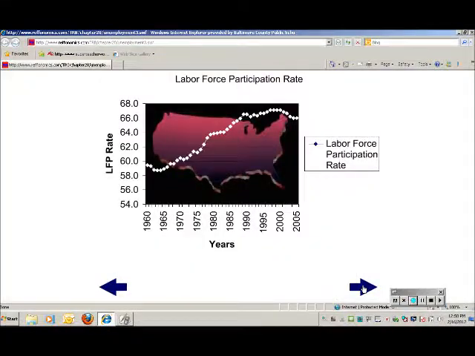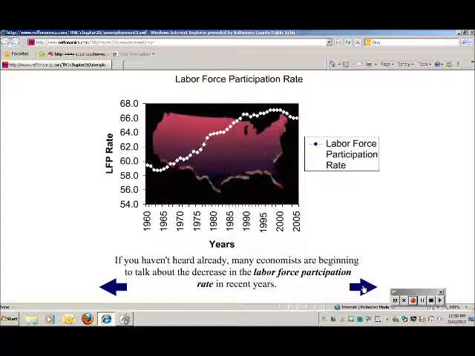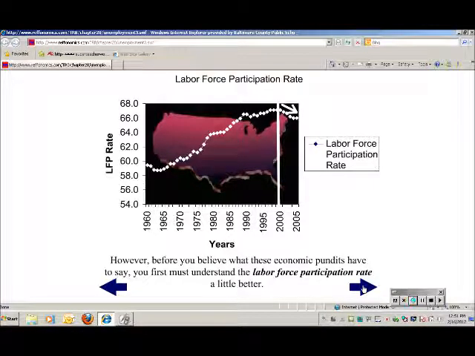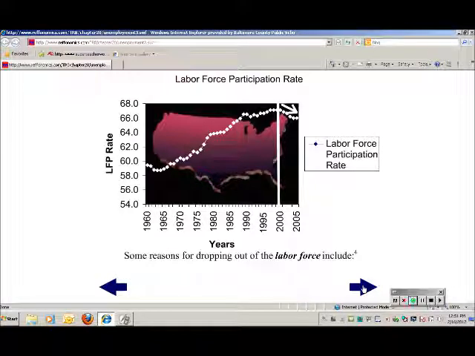You can also take a look at this labor force participation rate over time on the vertical axis compared to the years on the horizontal axis, from 1960 up to and including 2005 in this graph. Obviously, labor force participation rate is very much talked about in the news and by economic analysts. We need to understand, though, what the labor force participation rate really does for us to be able to discuss it intelligently.